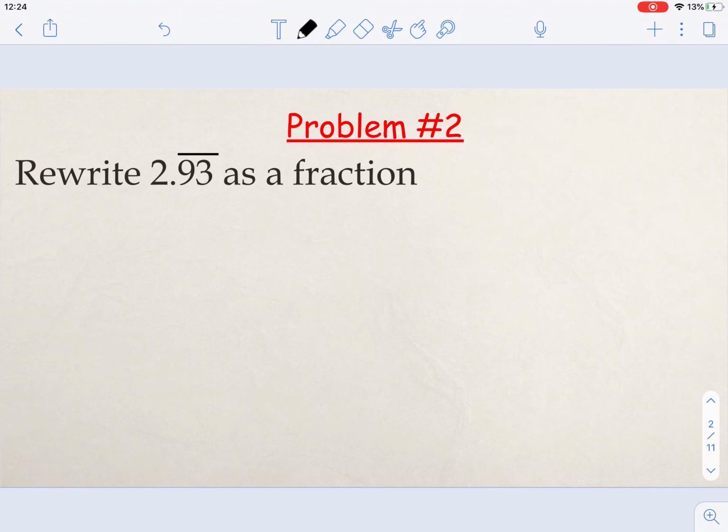Rewrite 2.93 repeating as a fraction. Take a second to copy down the question.